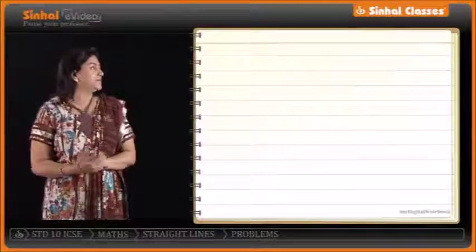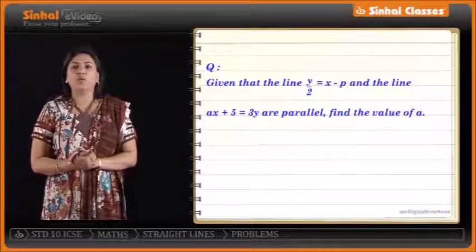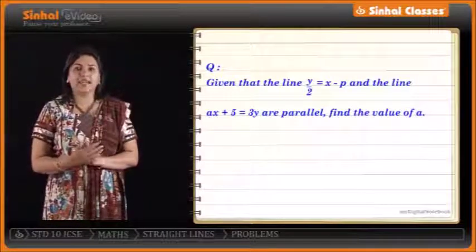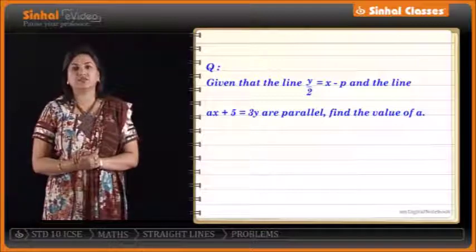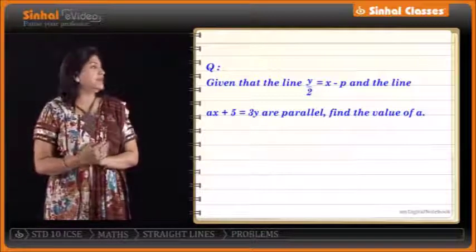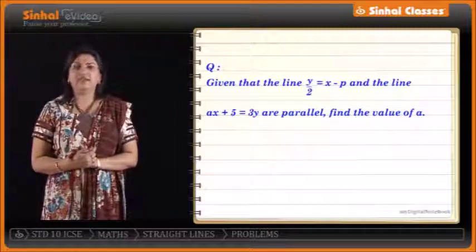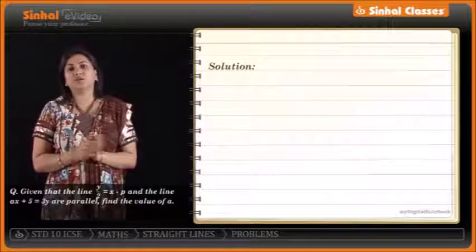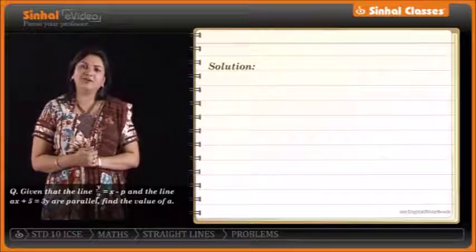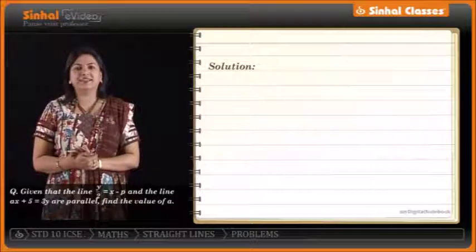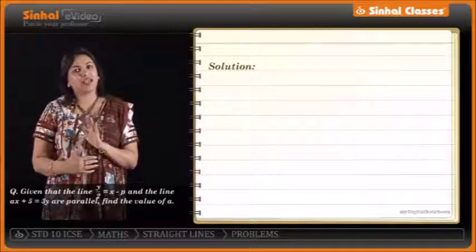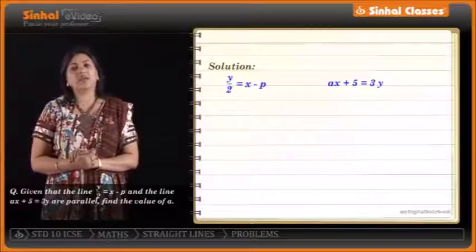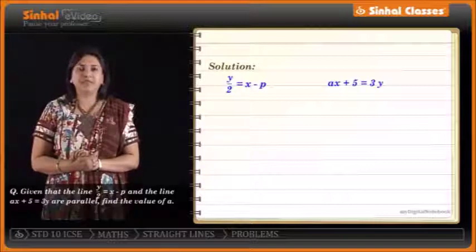Our next problem: given that the line y upon 2 is equal to x minus p and the line ax plus 5 is equal to 3y are parallel, find the value of a. Here again we are given the equations of two lines, but we are told that the lines are parallel. And we know that if two lines are parallel, then their slopes are equal. So the same way we are going to find the slopes for the two lines and then equate them, because here the slopes will be equal.